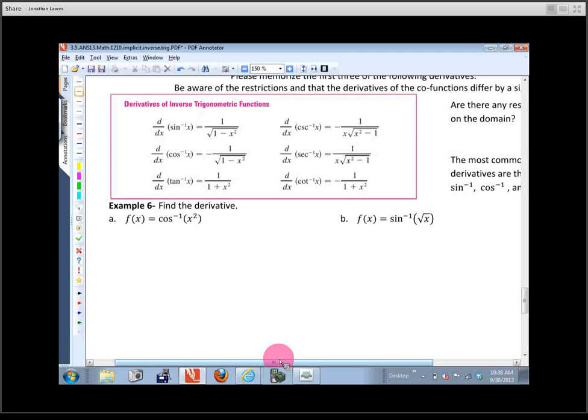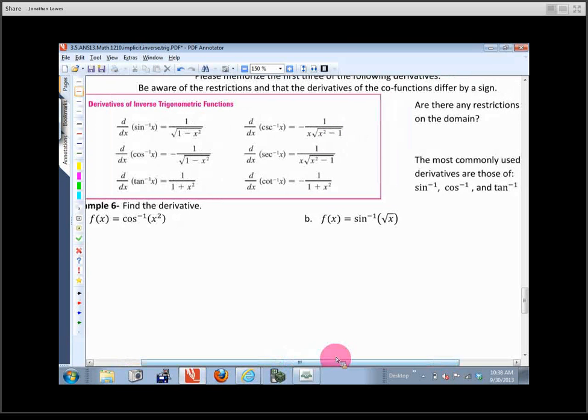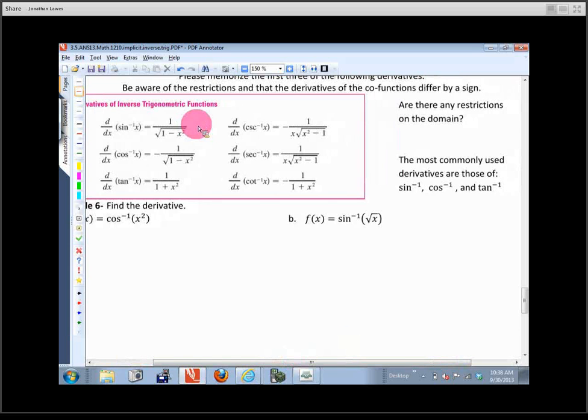Okay? You might want to think about and consider the domain restrictions on each one of these. The domain restrictions for this one are from -1 to 1. Same for the two of these. Any domain restrictions on this one? Nope. All reals. Okay? From -infinity to infinity on that one.